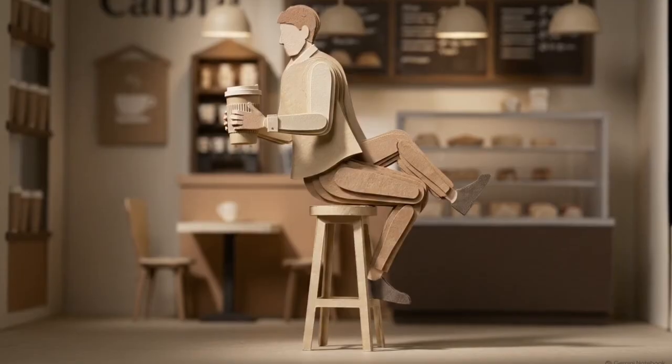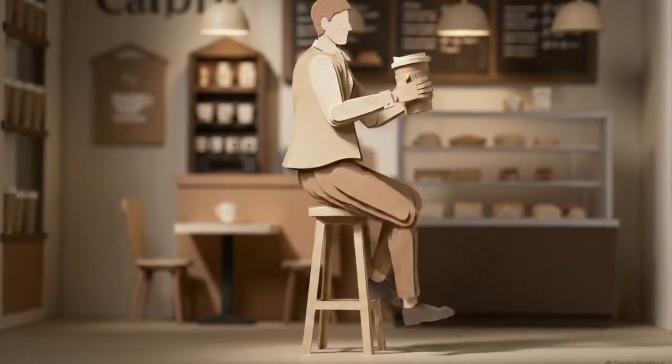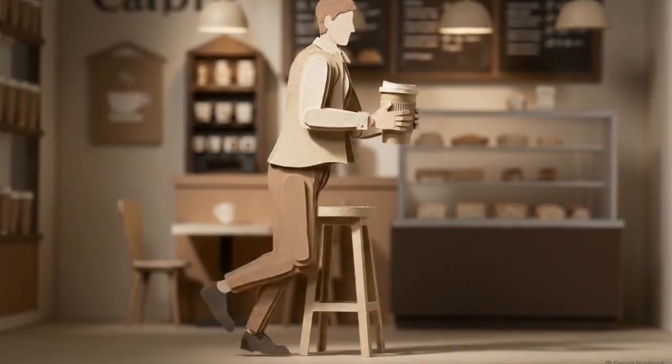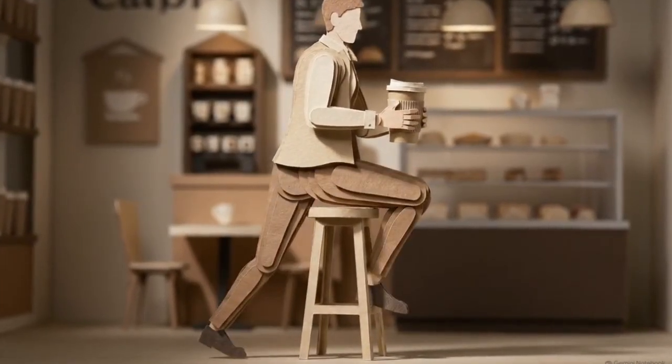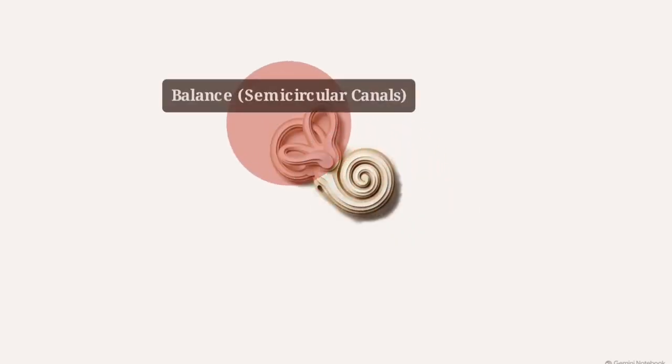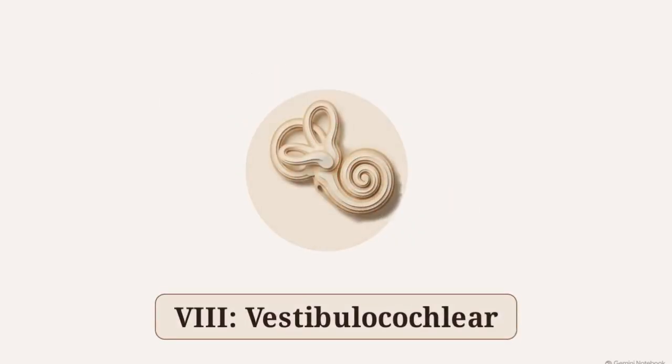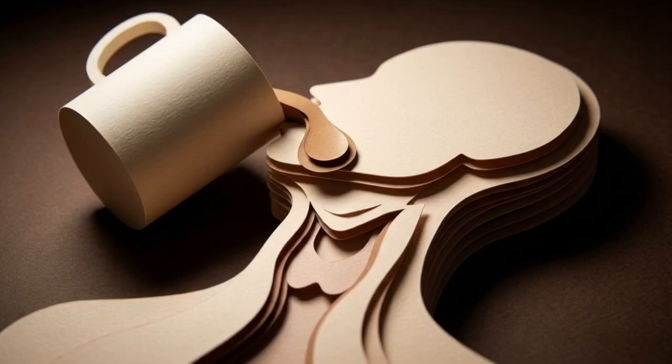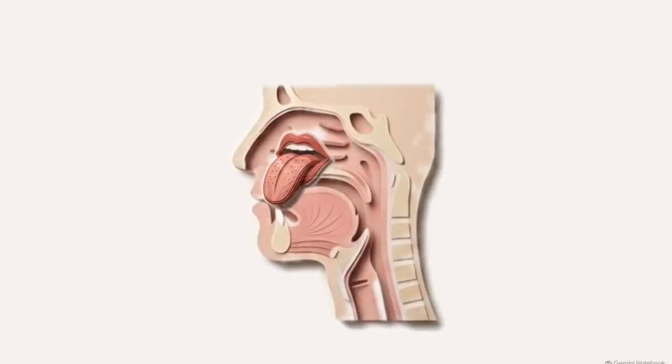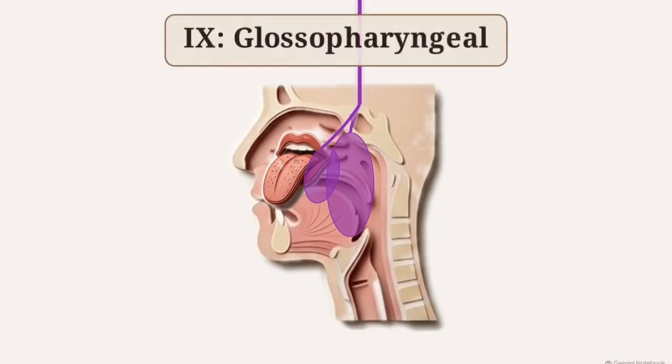Over the cafe music, you hear your name called. You quickly spin around to look, keeping your balance as you move. Hearing and balance are handled by Cranial Nerve VIII, the vestibulocochlear nerve. You take a gulp of your coffee, feeling the liquid hit the back of your throat as you swallow. That swallow and the taste on the back third of your tongue come from Cranial Nerve IX, the glossopharyngeal nerve.